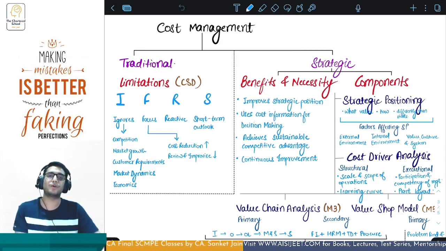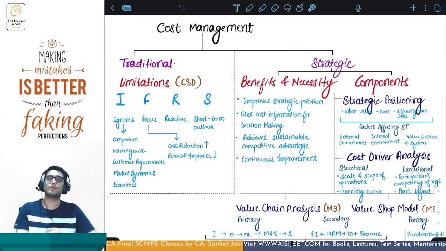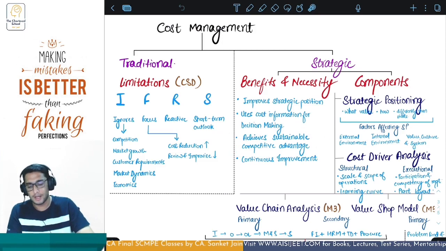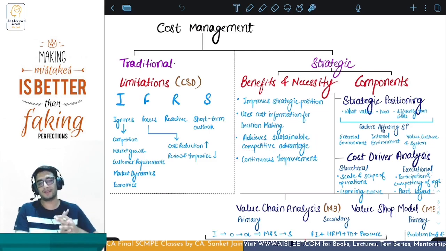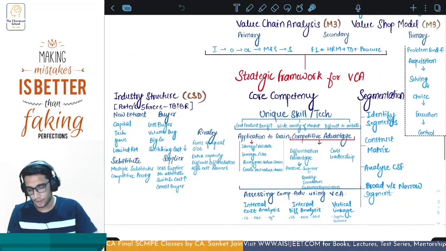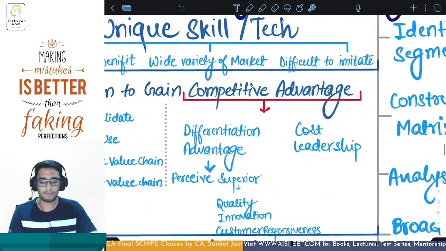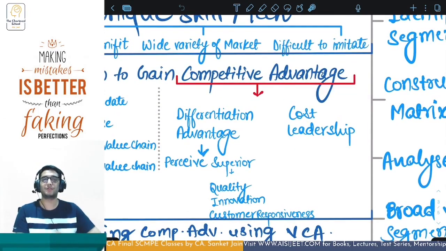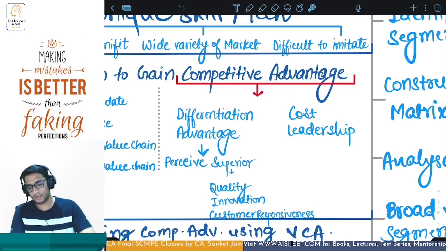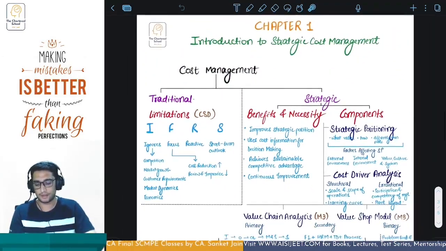Now SCM will also help you achieve sustainable competitive advantage. Now what is this term? This term is very important from chapter 1 per se. In fact, not just chapter 1 but overall for this entire subject, the sustainable competitive advantage term has a very big importance. Sustainable competitive advantage basically means that you are either differentiating your company on the basis of differentiation, or you are using cost leadership as a measure to differentiate your company. Basically you have to stand apart from your competitors. Either you are using differentiation advantage or you are using cost leadership. There are only two ways in which you can achieve sustainable competitive advantage.